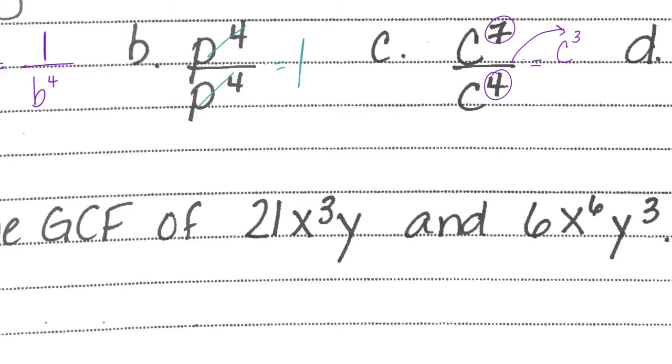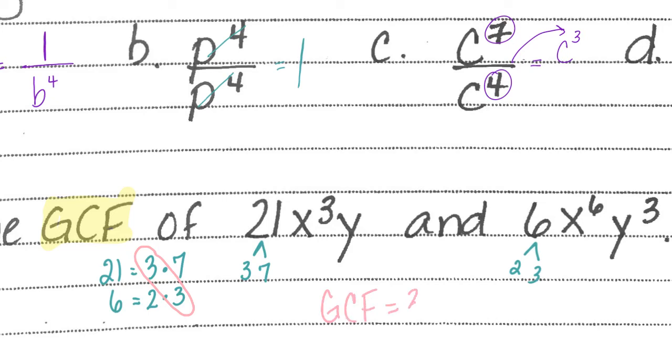All right, for my last question here, they're asking us for the GCF. Well, if I'm looking for the GCF, I have to break down those numbers first. So I'm going to start by breaking down 21 and breaking down 6. I know 21 is 3 times 7, and 6 is 2 times 3. Well, I do notice that there's only one number in common, so the GCF for the number has to be 3.